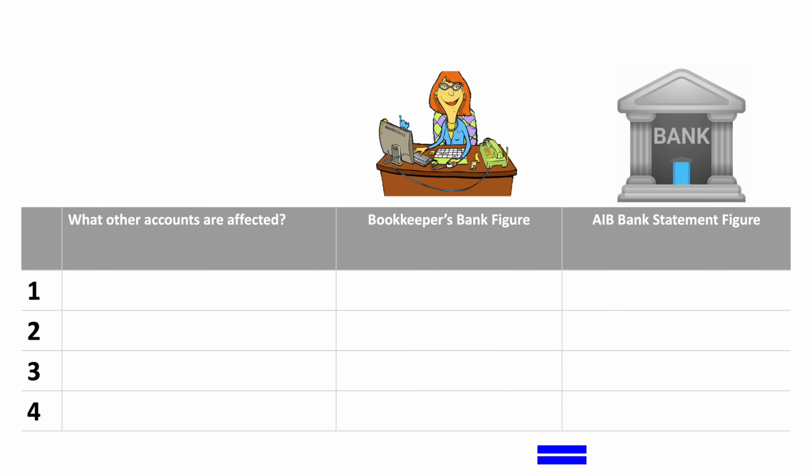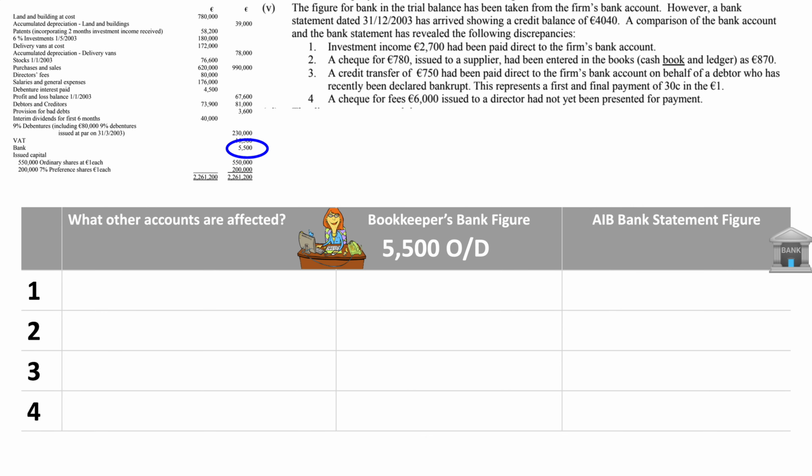Okay, so looking at the trial balance, our bank figure is 5,500 on the credit side, which means that's an overdraft. And then we have a positive figure of 4,040 in the bank statement. So this will be tricky because we're going to be adding and subtracting in different ways here, because this is an overdraft while this is a positive figure. So we have to be very careful whether we add or subtract here. So let's get started.